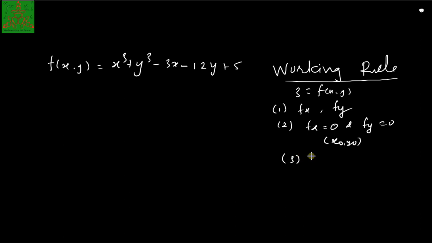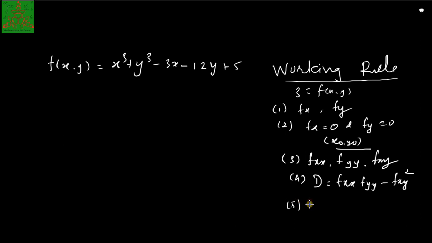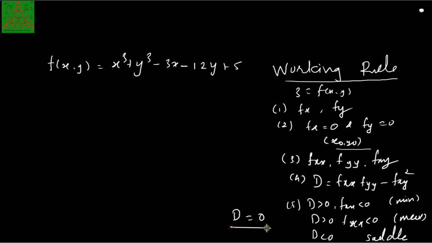The third step is to calculate fxx, fyy, and fxy. The fourth step is to calculate the value of d, which is fxx into fyy minus fxy squared, at those critical points. The fifth step says that if d is positive and fxx is positive, then the function has the minimum value at the point (x0, y0). If d is positive and fxx is negative, then it has a maximum value at the point (x0, y0). If d is negative, then (x0, y0) is called the saddle point. And if d is 0, then we cannot conclude whether the function has a maximum or not. So this is the working rule for finding the extreme value of the function.